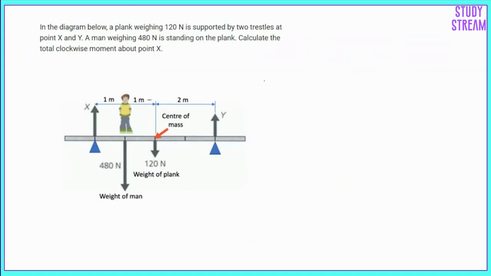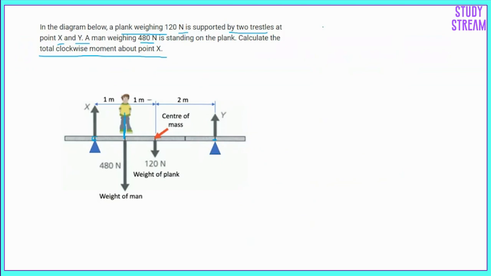Let's try another example. So now you have a diagram showing a plank weighing 120 Newton, supported by two triangles or trestles. The points X and Y are the points where they have the pivots. And the man is weighing 480 Newtons. This man here is weighing 480 Newtons, standing on the plank. Calculate the total clockwise moment about point X.